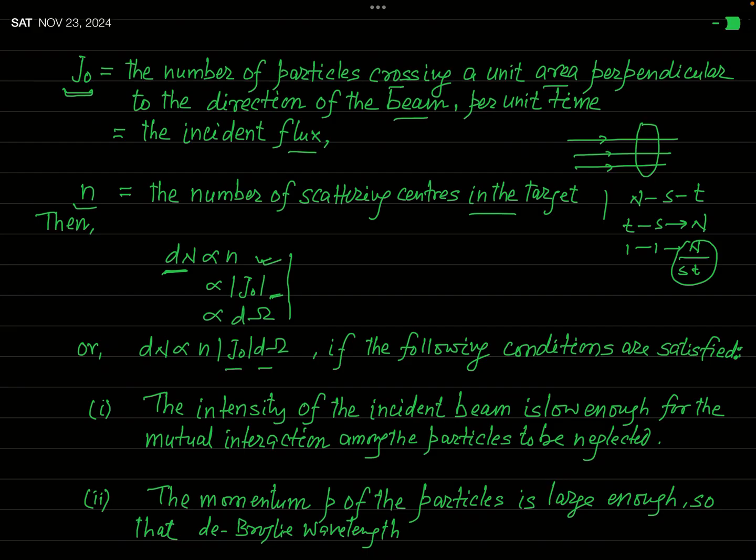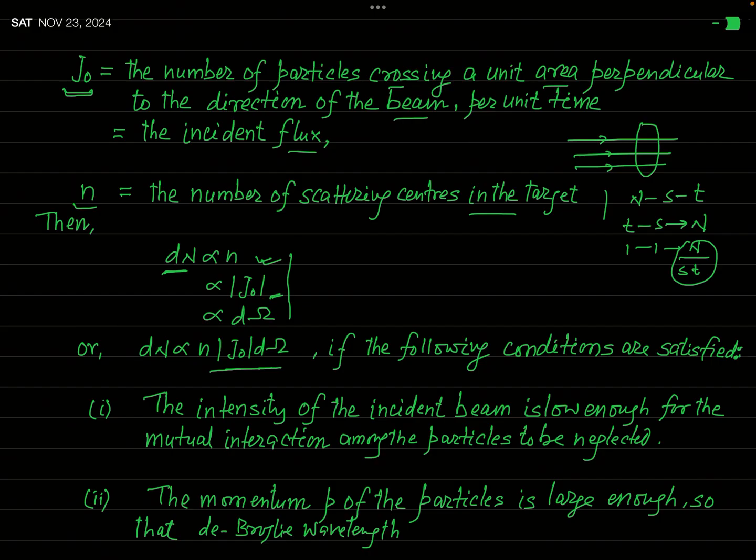But this relation does not hold always. You will see that there are two conditions. Only when those two conditions are satisfied can you say that dn is proportional to n times modulus of J naught times d omega.